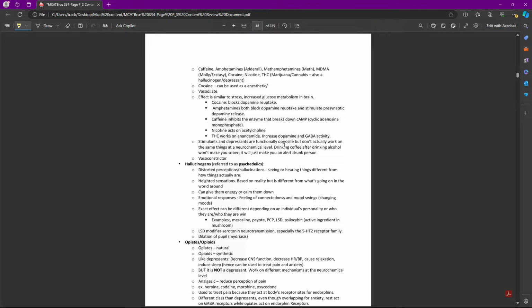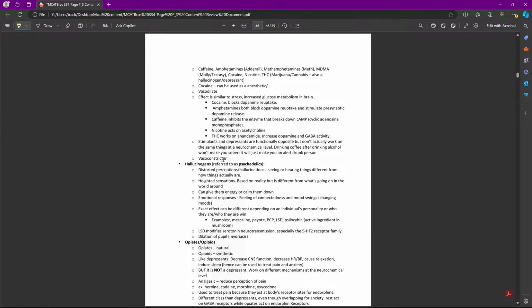Stimulants and depressants are functionally opposite, but they don't actually work on the same things at a neurochemical level. Drinking coffee after drinking alcohol won't make you sober. It will just make you an alert, drunk person. It's a vasoconstrictor, so it constricts your blood vessels.